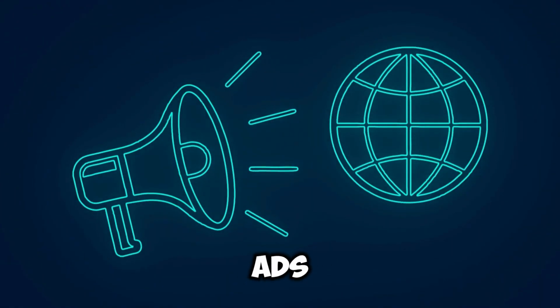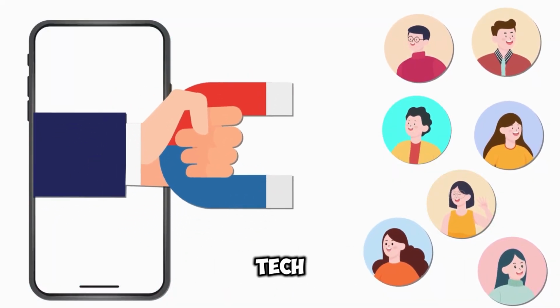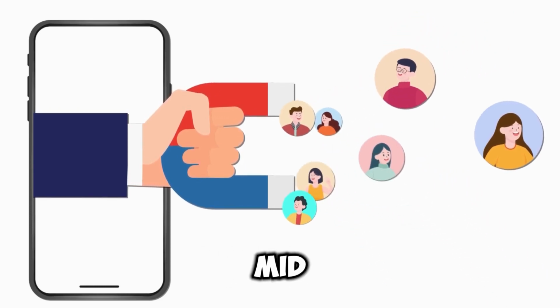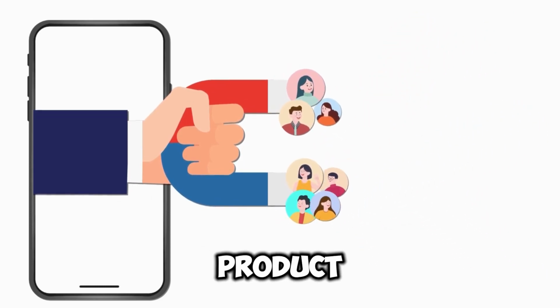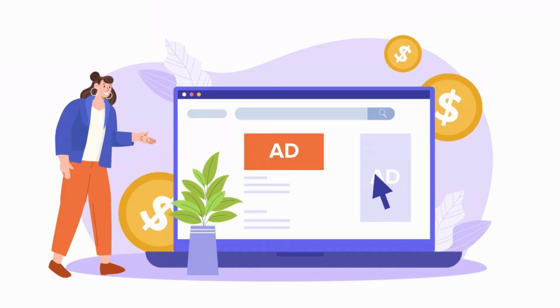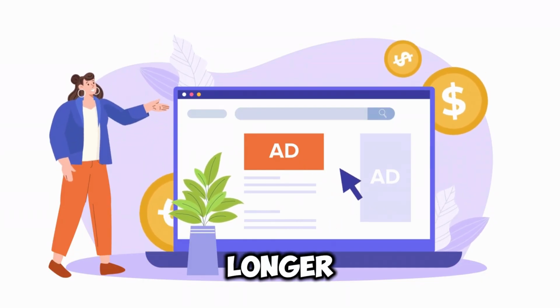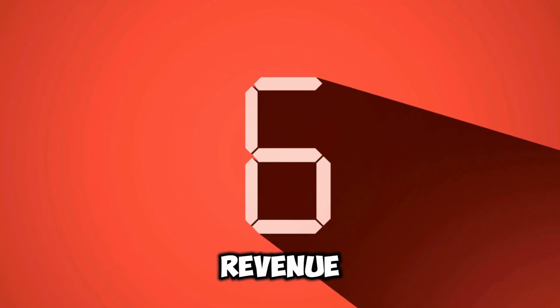Don't just add ads randomly. Place them where they make sense and don't disrupt the flow of your content. If you're doing a tech review, for example, place a mid-roll after you discuss one product before moving on to the next. Tip 5. Longer videos equals more ad revenue.